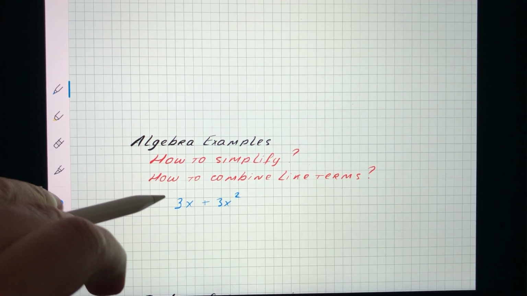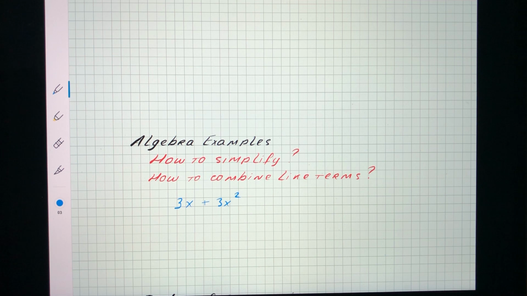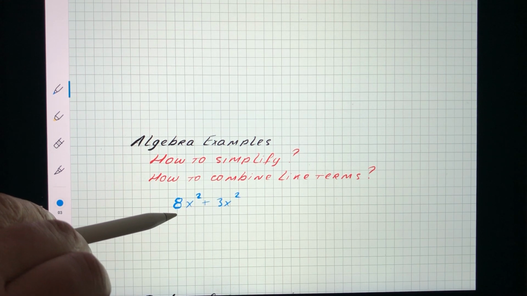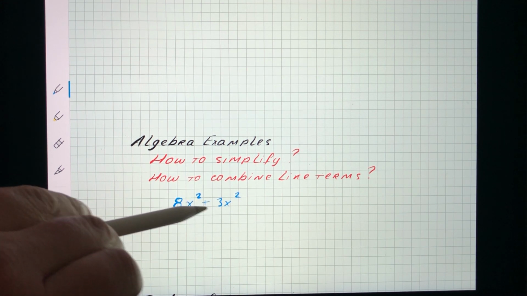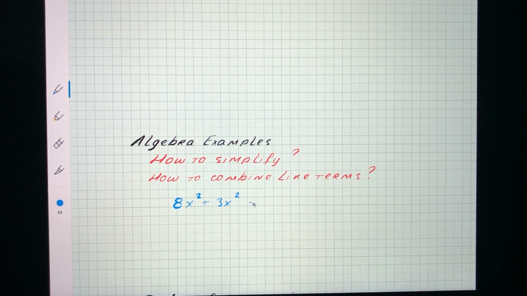These have the same letter, but the exponents are different, so these would not be like terms. However, if we have 3x squared and, let's say, 8x squared, these are now like terms because they have the same letters with the same exponents, and the only thing they differ by is the numbers in the front. So in this case, we can actually add them, and we will have 11x squared.